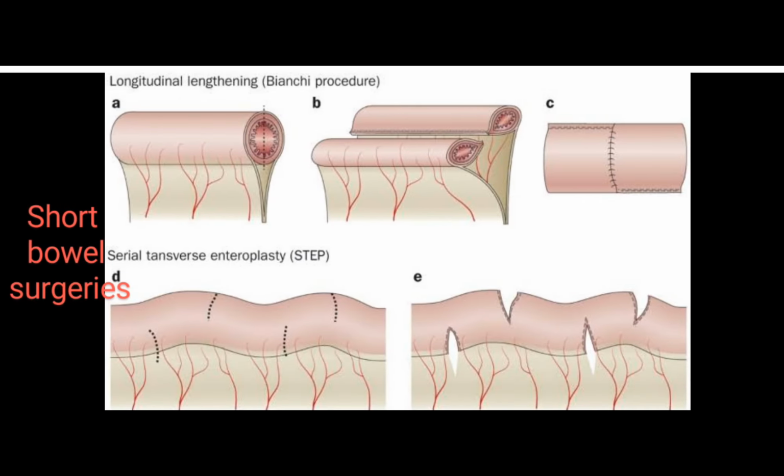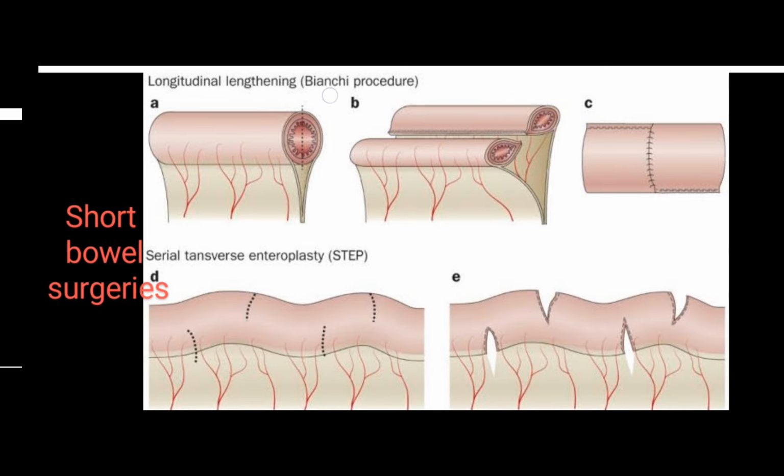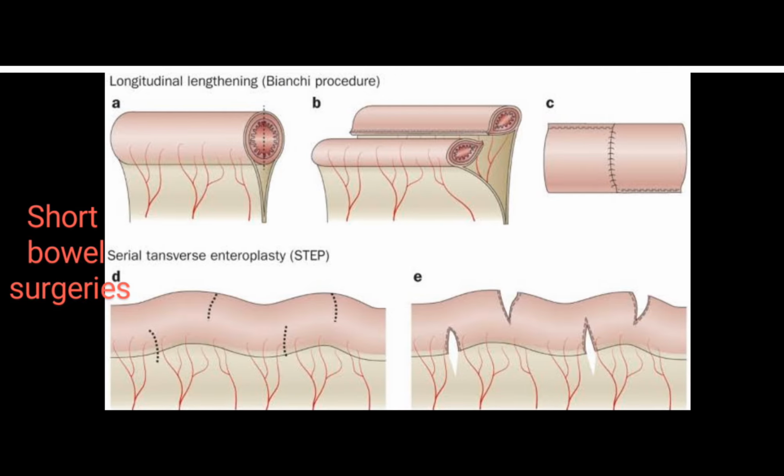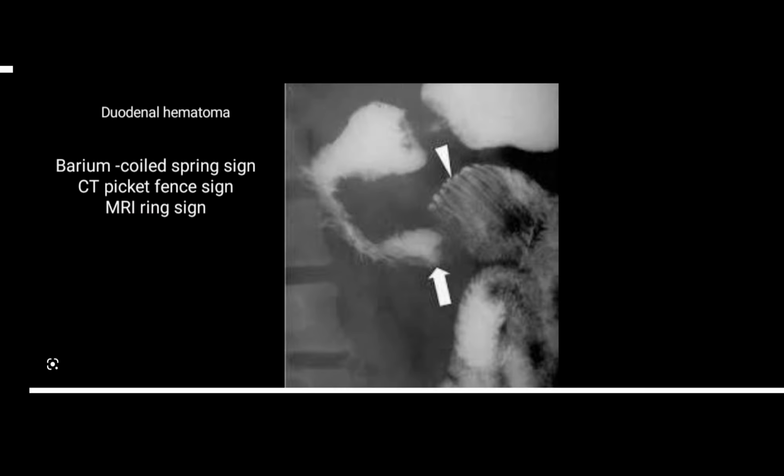Then next we have the short bowel surgeries. After resection, there is short bowel, so there are many complications. So we do surgery to elongate the short bowel. The longitudinal lengthening is known as the Bianchi procedure, and the transverse is known as serial transverse enteroplasty.